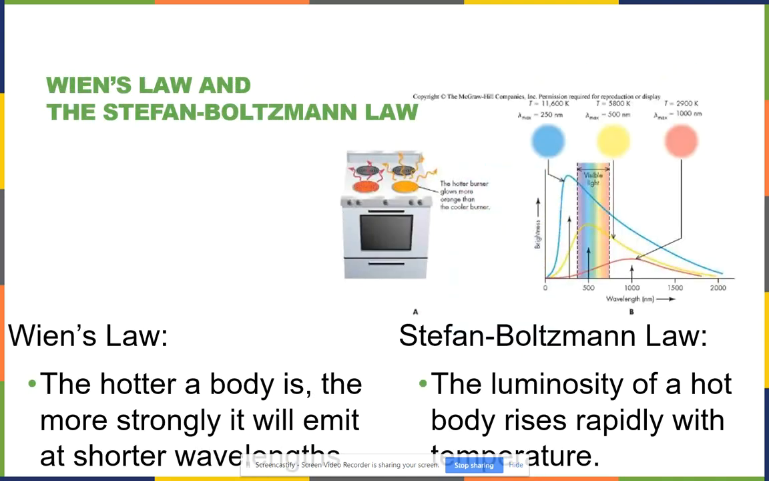Two laws that relate these. Wien's law. I'm going to hide this two seconds before I hit stop. Well, less than a minute. Wien's law says the hotter the body is, the shorter the wavelength of the peak radiation. The Stefan-Boltzmann law says the luminosity, how much light the object gives off, is dependent on the temperature.